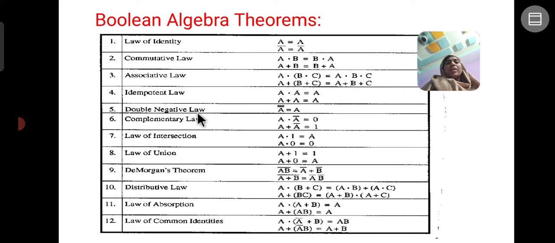Next is the double negative law. A double bar is A. If A is 0, 0 bar is 1, and if we complement the second term, A double bar, we will get the same value as A. Next is the complementary law: A dot A bar equal to 0, and A plus A bar equal to 1. So these are some of the rules of the Boolean algebra theorems.